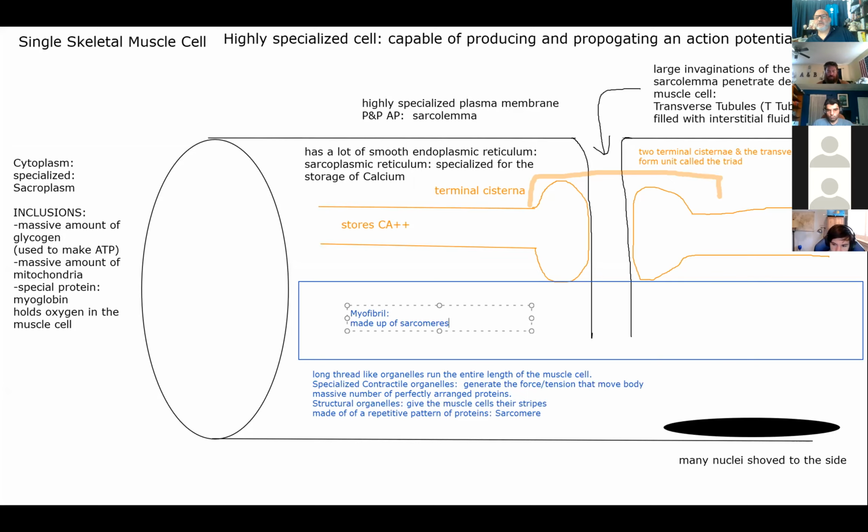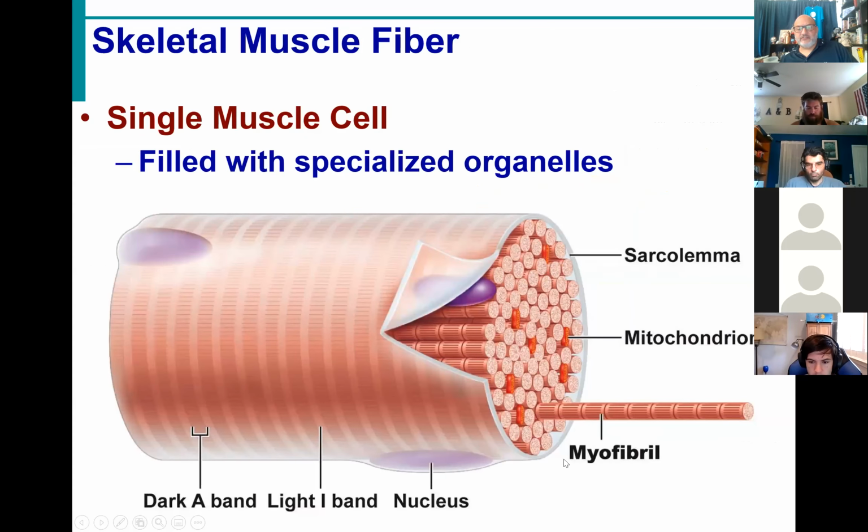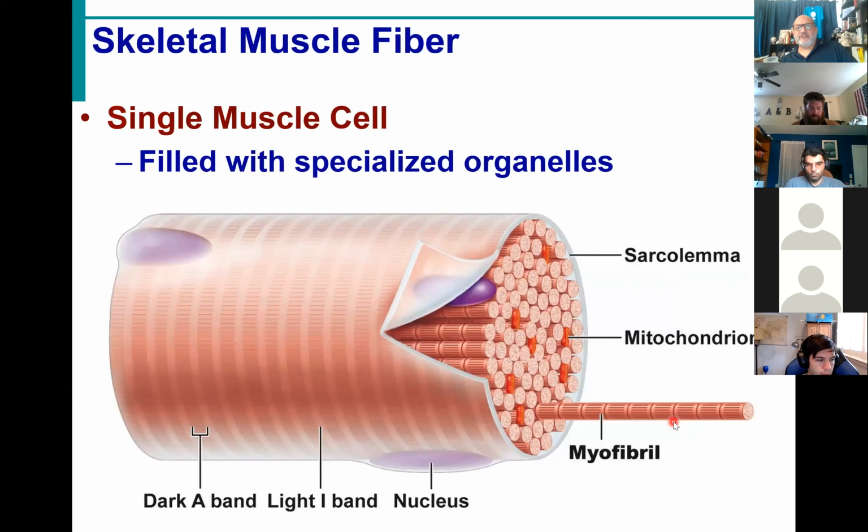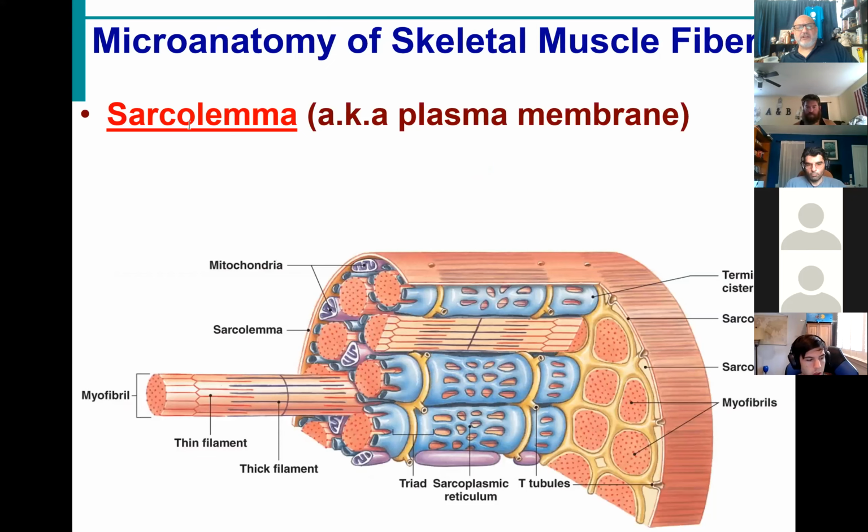Excellent. Let's make that a little bigger. Perfect. So here we see dozens of myofibrils, a bunch of mitochondria in here, and the nuclei shoved to the side. And again, fun with vocabulary. Plasma membrane on the outer surface is the sarcolemma. It is specialized to produce and propagate an action potential.